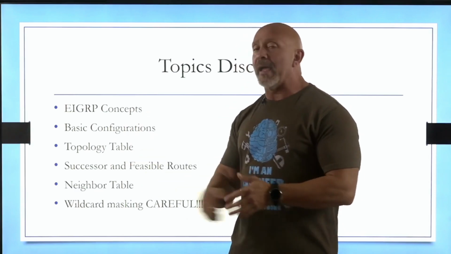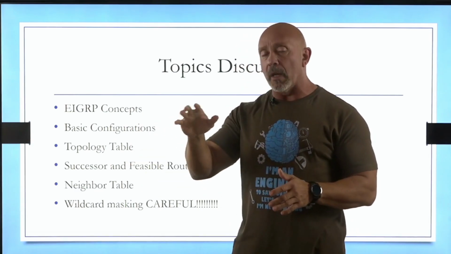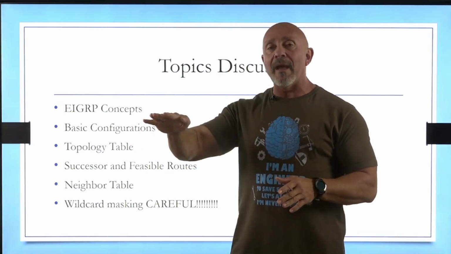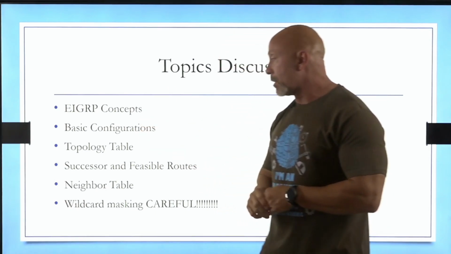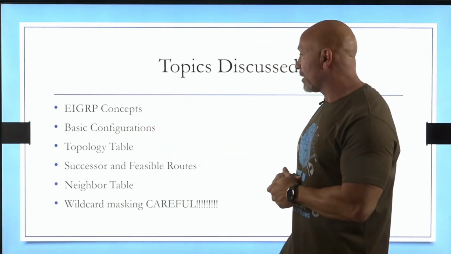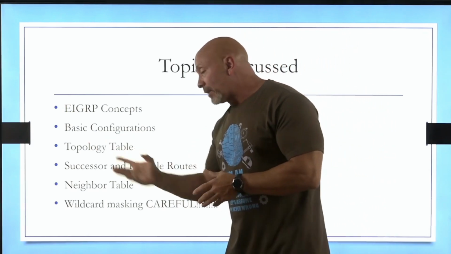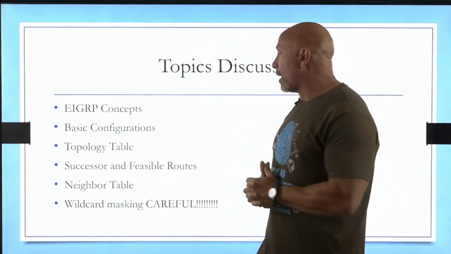And remember that you have to use complete. You have to have the same autonomous system across the board for single autonomous system EIGRP. Topology table, we went into a little bit of depth in the topology table.